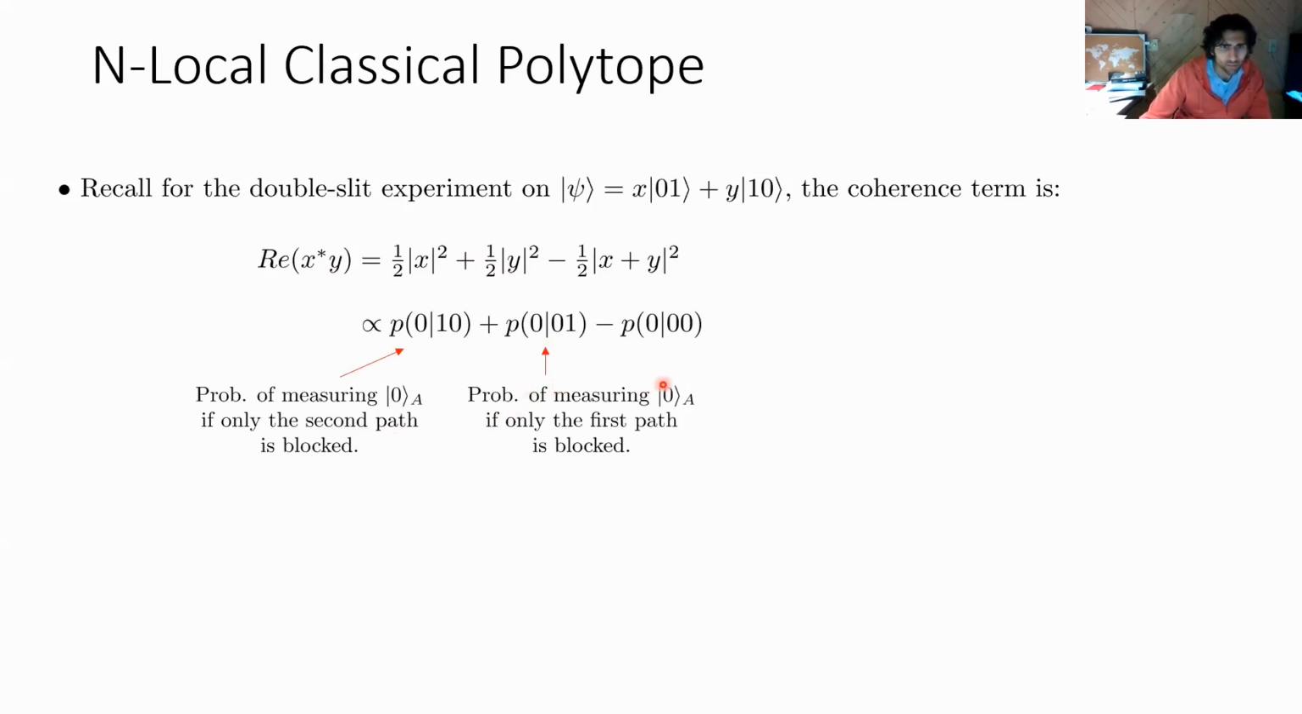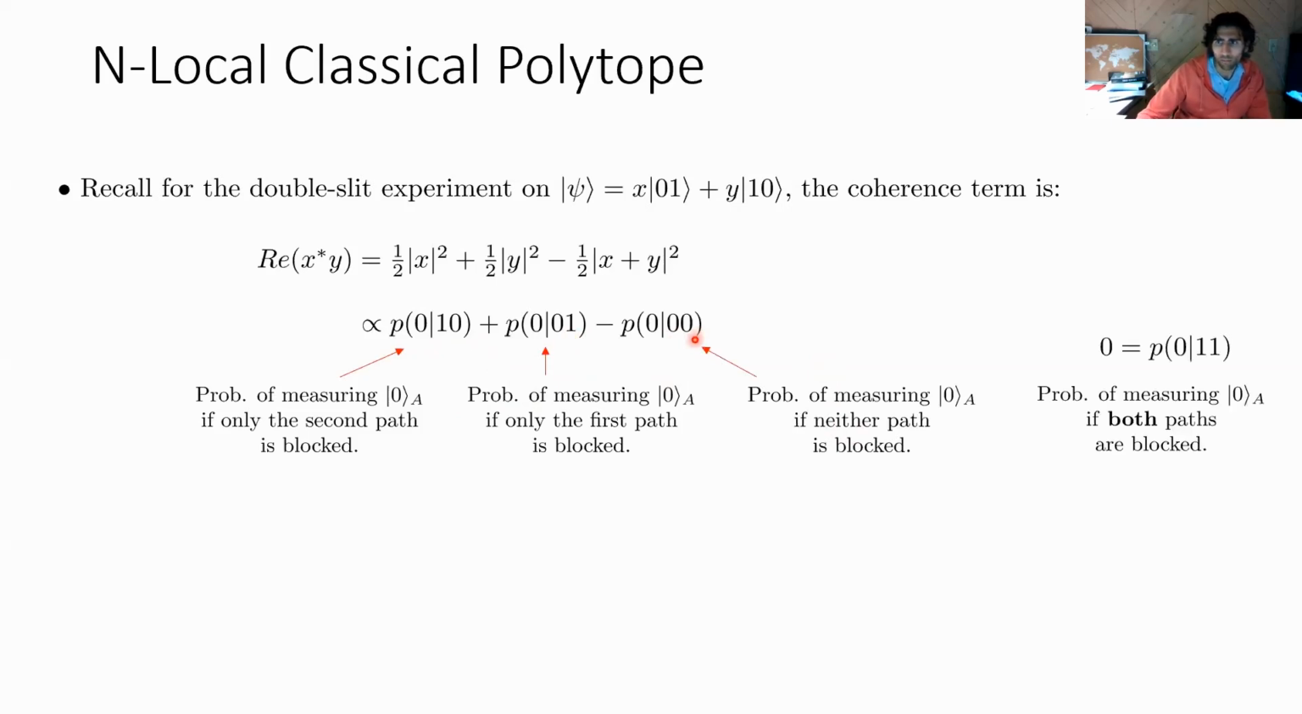Actually, sorry, that's a typo. These need to be switched. 1 is blocking. So 0 is letting the particle go through, and 1 is blocking. Because this is neither blocking. And then if you interpret it in this way, you get almost for free that P(0 given 1, 1) should be 0, because if 1 is blocking and both parties block the path, then you shouldn't get any particle going through. So this is always going to be 0.